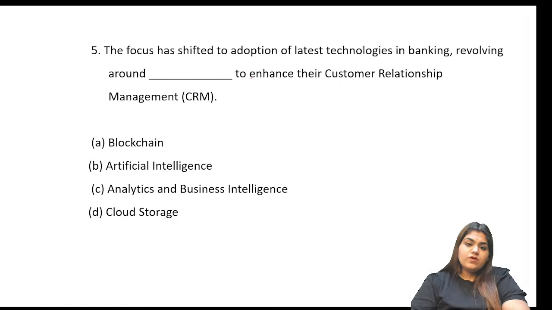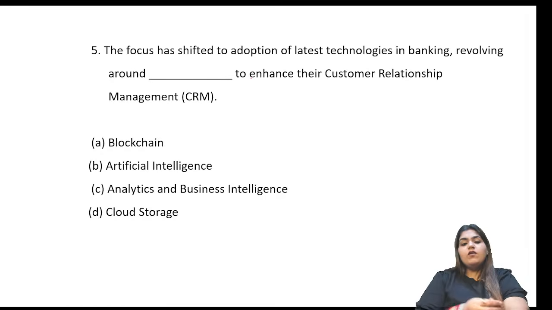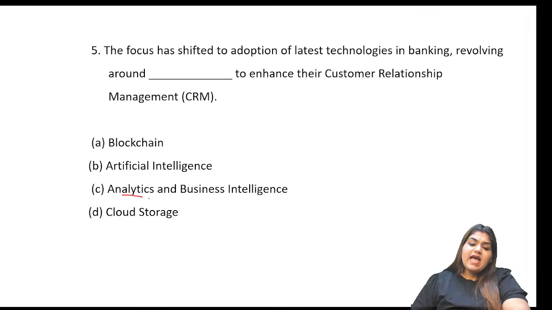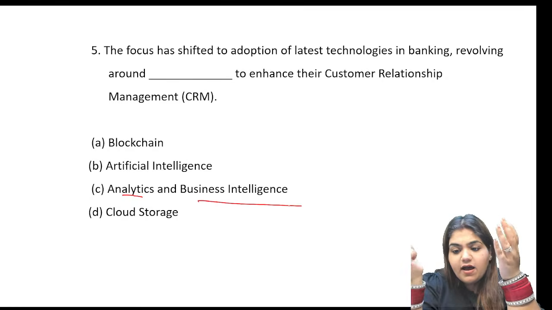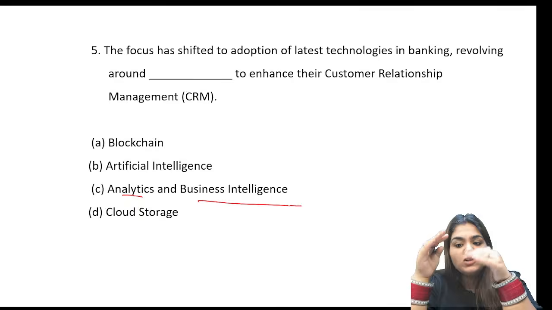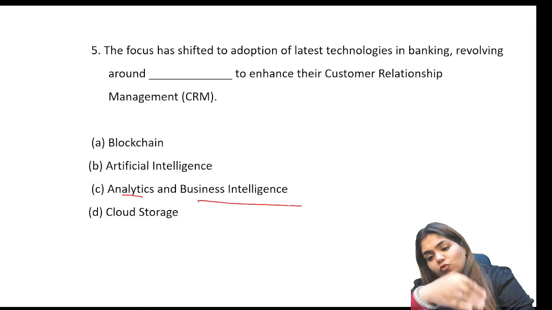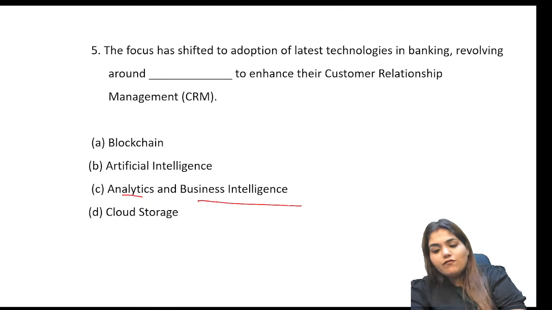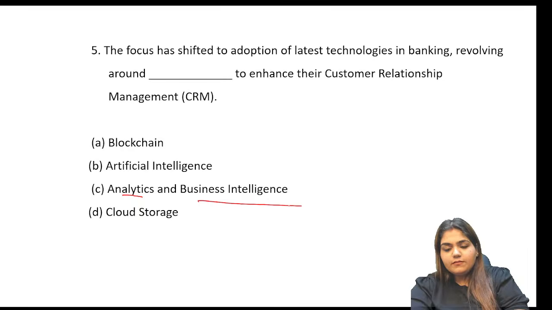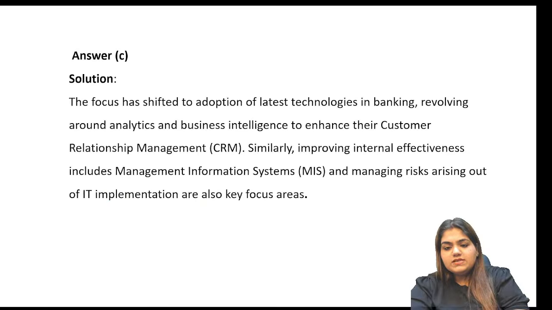Next, last question of the day. The focus has shifted to adoption of latest technologies in banking, revolving around AI. It is revolving around analytics and business intelligence, so that we study the market, get the data, and get the innovations done as per the requirement of the customer. It is C. It is not around AI. We have used AI so that our development can happen. It is not revolving around AI. C is the correct answer.